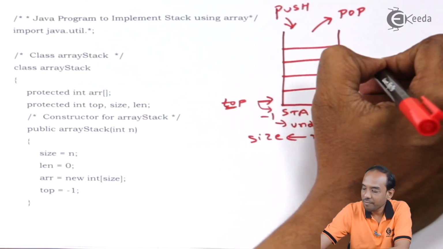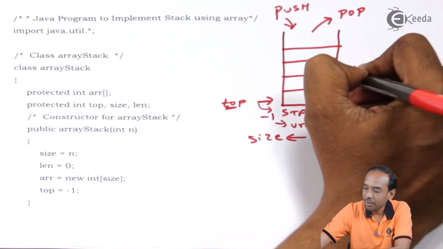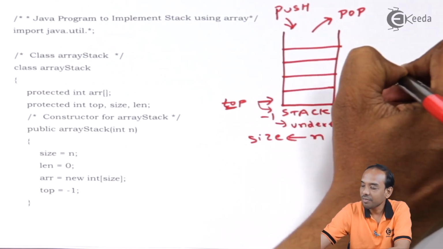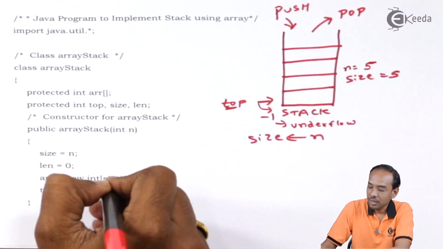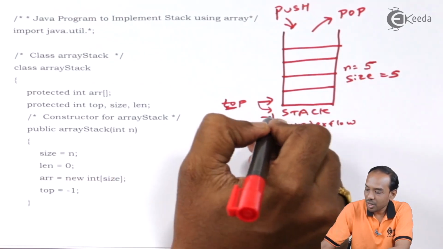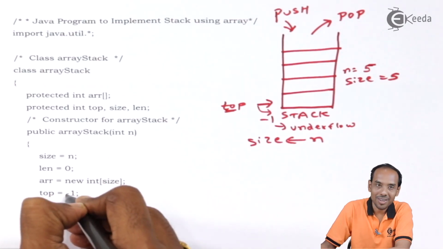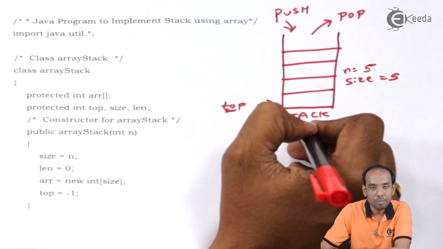Let's take an example, I have 5. Okay, so n equal to 5 will define me size equal to 5. Okay, so arr size equal to 5. Then top equal to -1. So it means we are from the underflow. So while starting, we are going to define the top value equal to -1 because we want below 0.